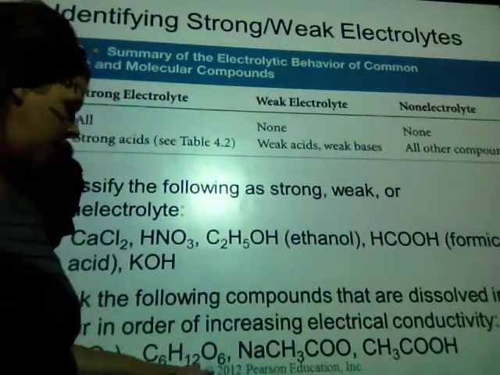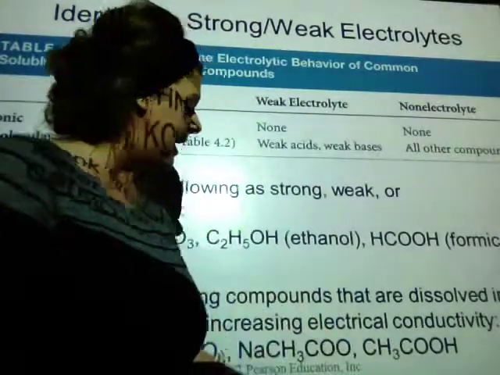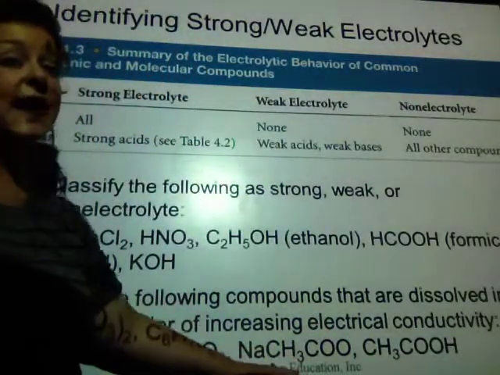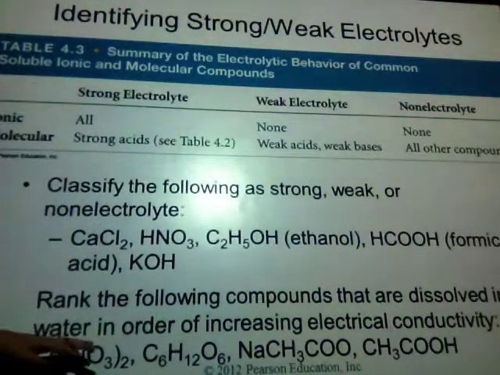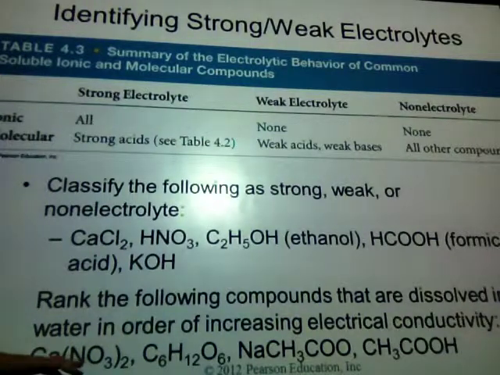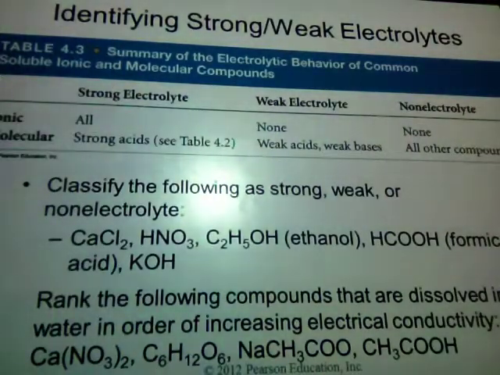So this is my non-electrolyte, I would say this is first. This was my weak electrolyte, this would come next. Because sodium acetate doesn't produce as many ions as calcium nitrate, this would come third. And then my best electrical conductor would be calcium nitrate, because it would give me 3 ions compared to sodium acetate, which would only give me 2 ions.